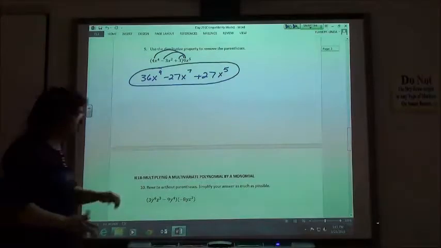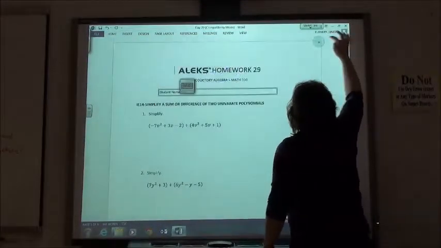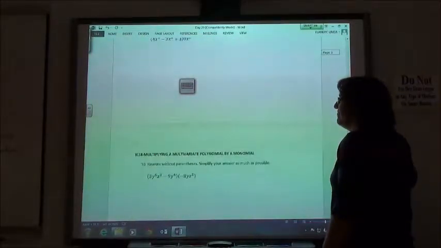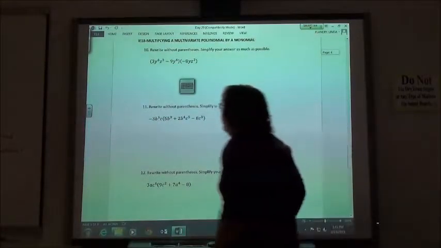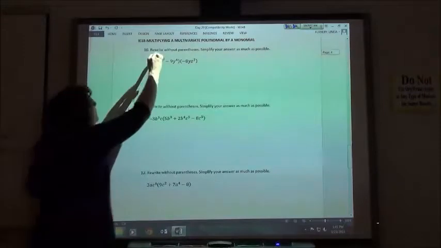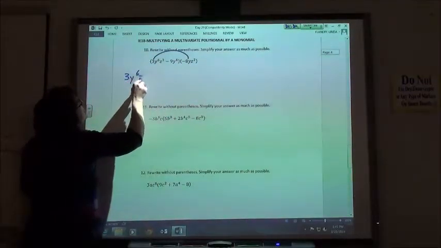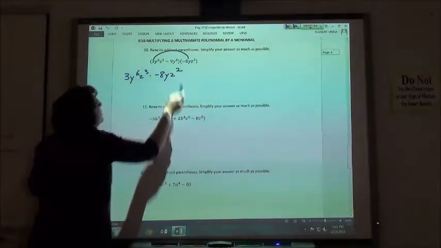10, 11, 12 doing the same thing, but this time it's going to be multivariate, so you're going to have more than one variable. So number 10, again, thinking about it the long way of using my distributive property, I'm going to take this times this first. So 3y to the 6th, z to the 3rd times negative 8yz squared.